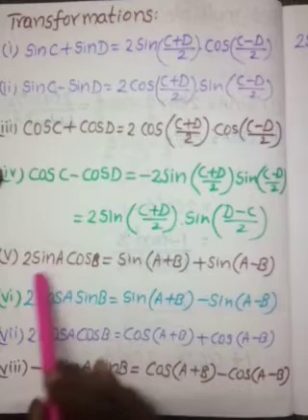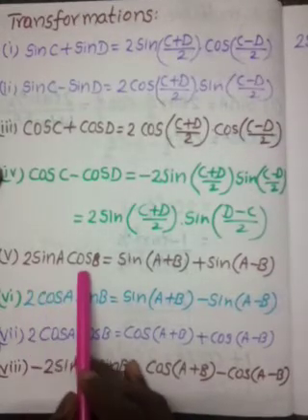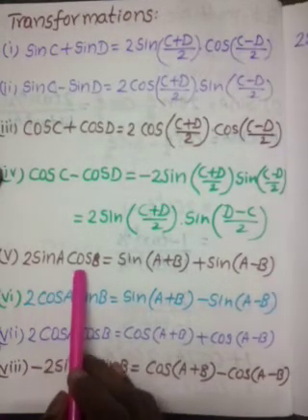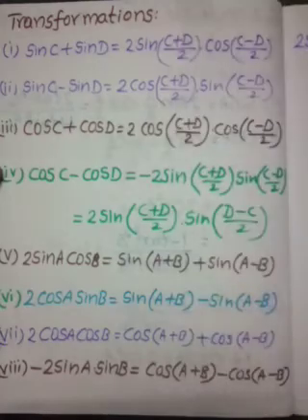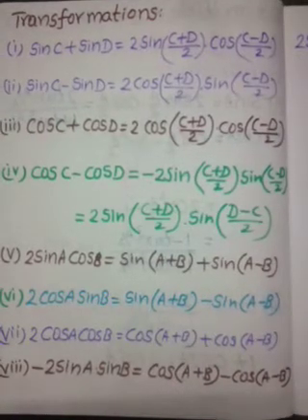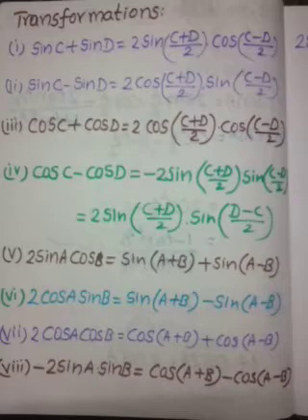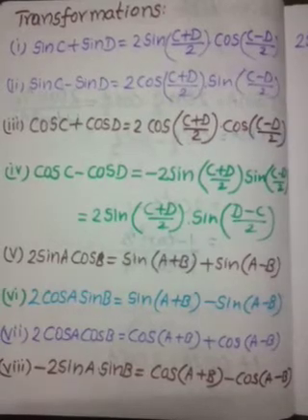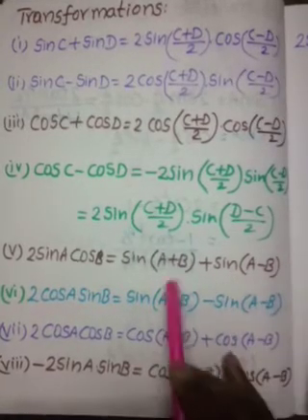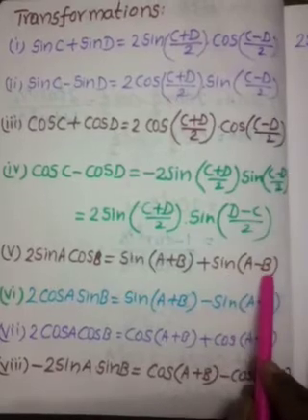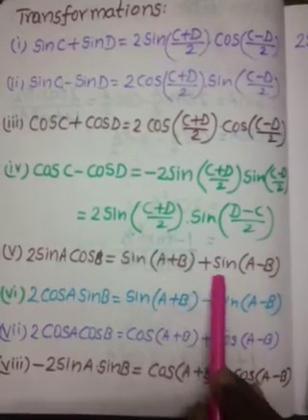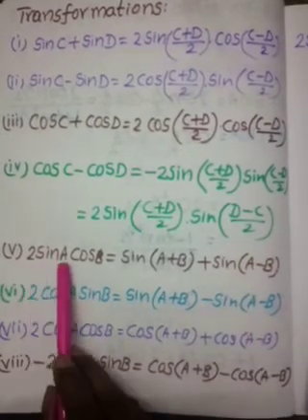Now come to this formula. 2 sin a cos b is equal to sin of (a plus b) plus sin of (a minus b). Sin of (a plus b) plus sin of (a minus b) is equal to 2 sin a cos b.